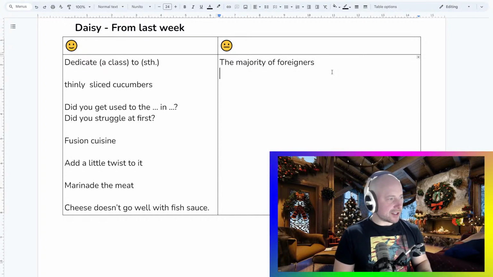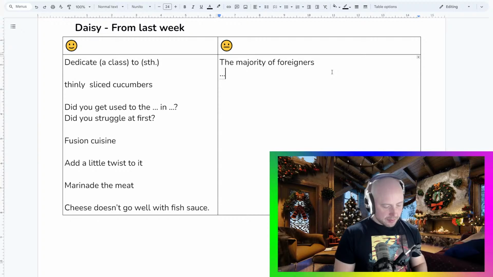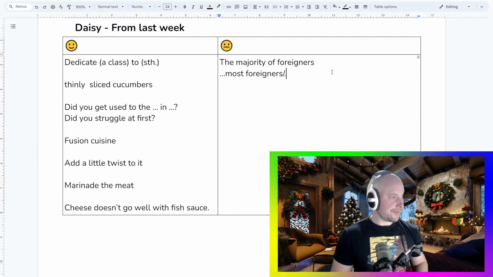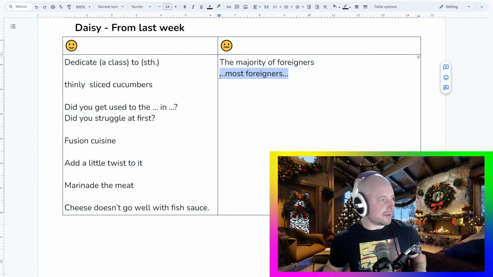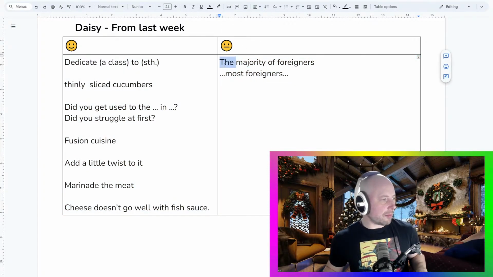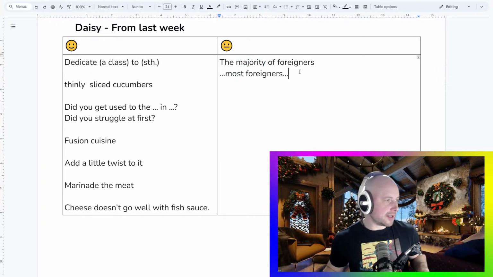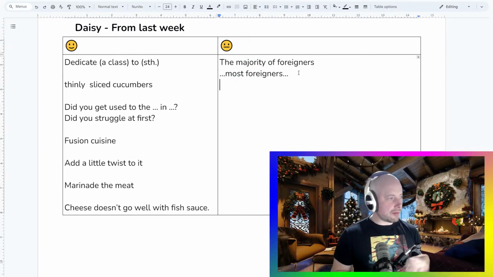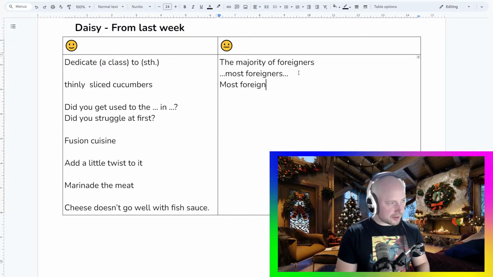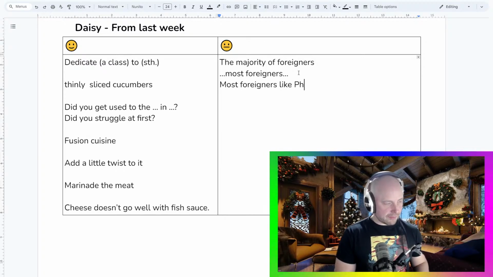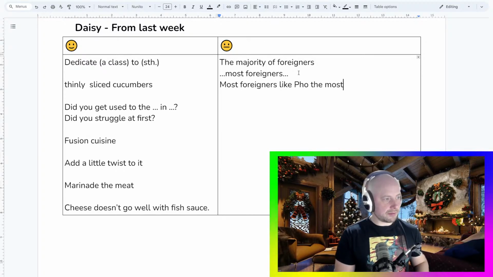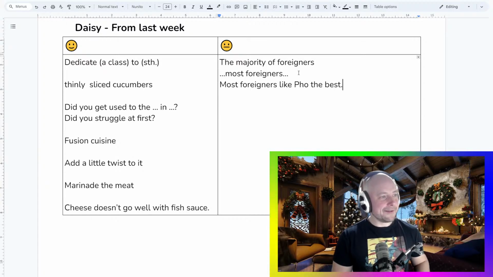Just a slight correction with the majority of foreigners. It's not wrong to say the majority of foreigners, but I would just say most foreigners. Just a bit more common to do that. So you drop the and drop of and replace majority with most. So instead of the majority of foreigners, just most foreigners.